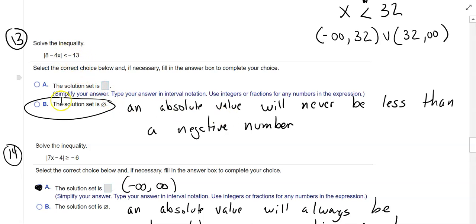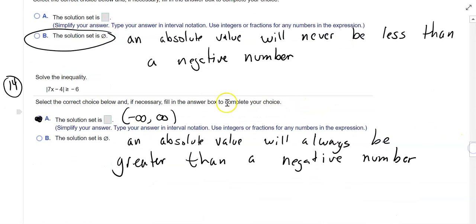13 and 14 we don't have to do any work here because absolute values will never be less than a negative number. So this is an empty set. And below here, absolute value will always be greater than or equal to a negative. So this is going to be -infinity to infinity.